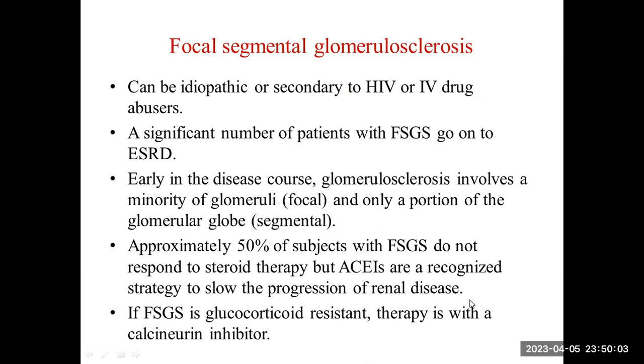In those patients who are not responding to steroids, the second line is calcineurin inhibitors. You can use a calcineurin inhibitor drug like cyclosporin and like tacrolimus. These are the drugs used as anti-rejection drugs post-renal transplantation. So calcineurin inhibitors like cyclosporin or tacrolimus are considered in cases of focal segmental glomerulosclerosis resistant to steroid therapy.